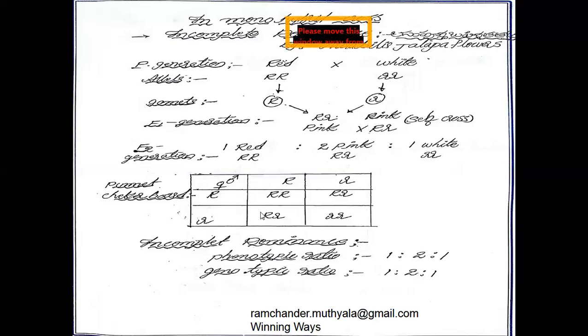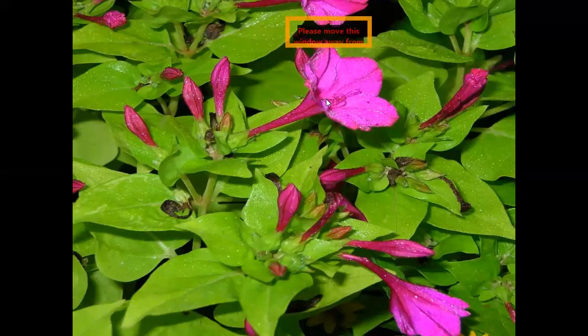We observe in the Punnett checkerboard, from one parental plant capital R gamete and small r gamete, and from the other parental plant capital R gamete and small r gamete. They fuse to form 4 types of zygotes: capital R capital R is one type, capital R small r are 2, and small r small r is 1. So the phenotypic ratio of incomplete dominance is 1:2:1, and the genotypic ratio is also 1:2:1. These are the Mirabilis jalapa plants, also called four o'clock plants. Locally, we call them Rudraksha flowers or Rudraksha plants.